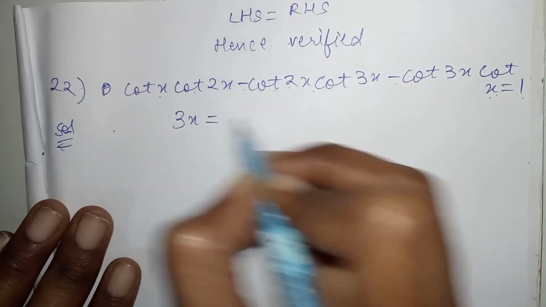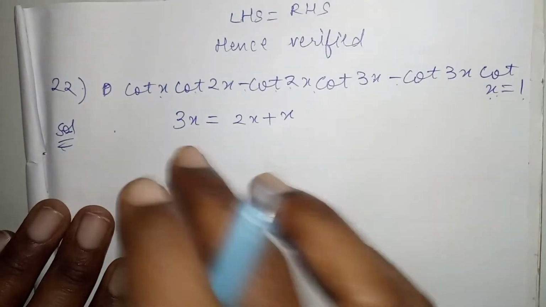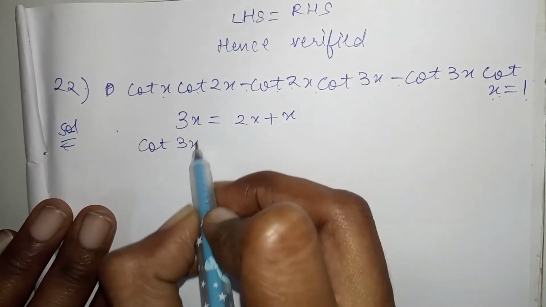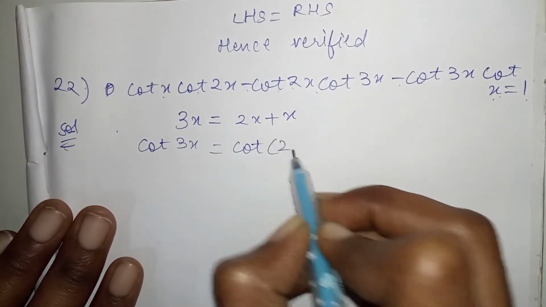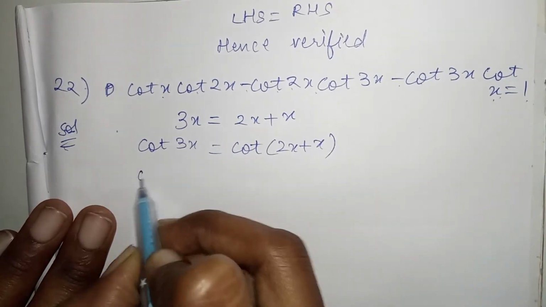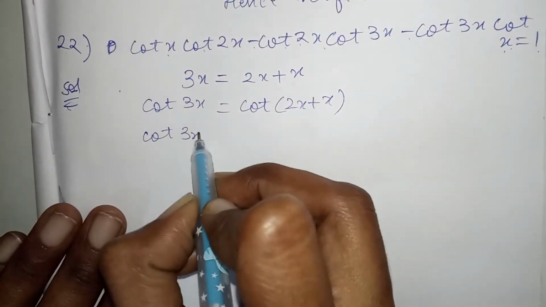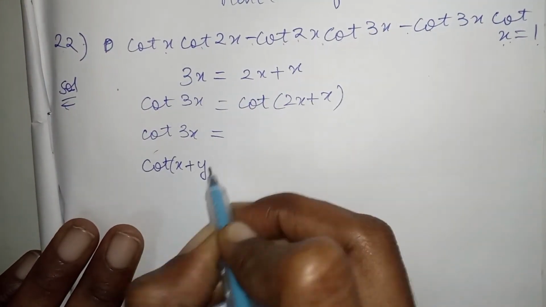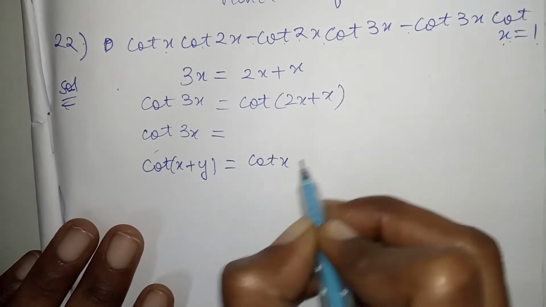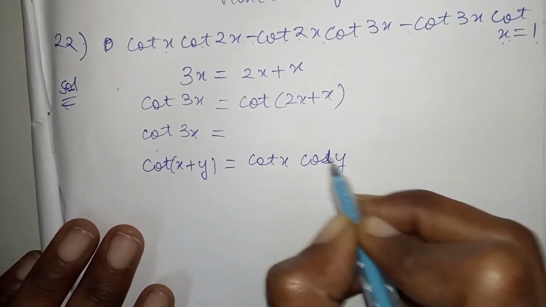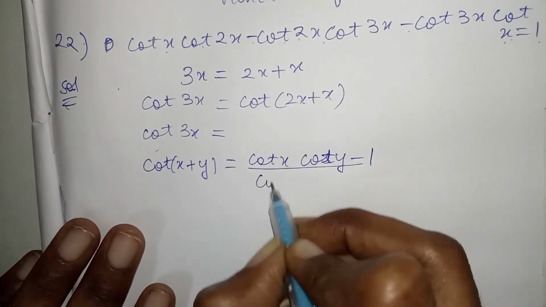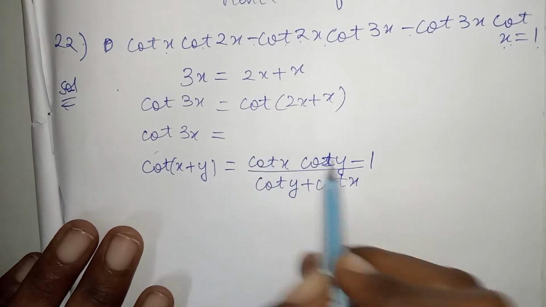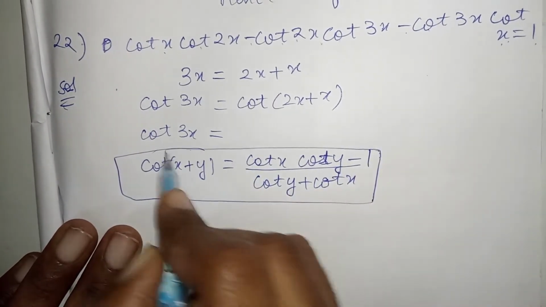we can write 3x as 2x plus x, right? So when we apply cot on both sides, then what will happen? Cot 3x you have to write as it is. So one formula we have is cot of x plus y, which is cot x into cot y minus 1 by cot y plus cot x. So the same formula we are going to apply over here.